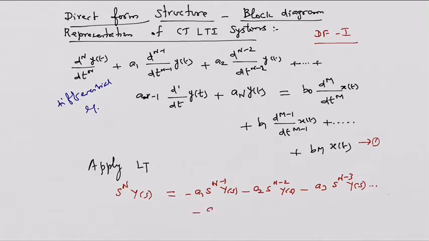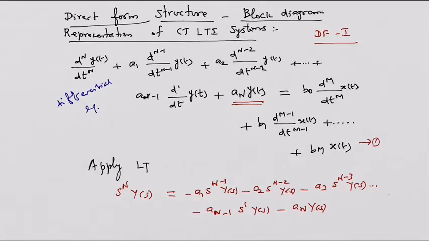Finally it will become minus a n minus 1 s power 1 Y of s minus a n, s is not available, it is only Y of s, because it will no longer be a differential term, it will be a n y of t. If it is transformed using Laplacian transform, it will become a n Y of s.